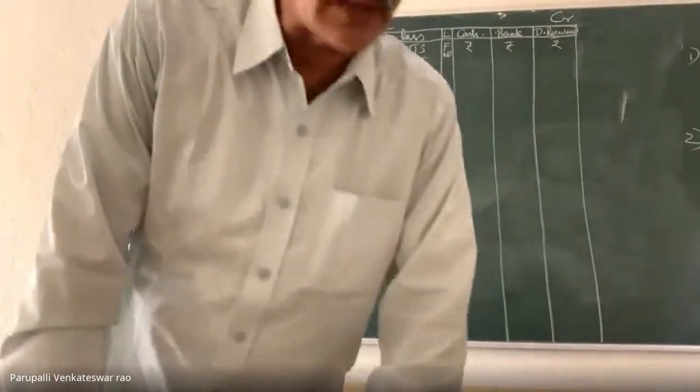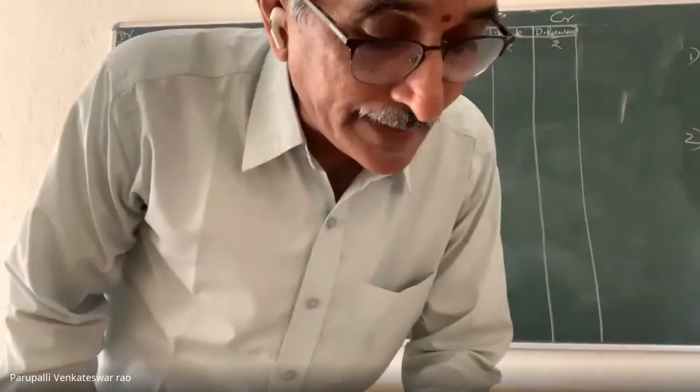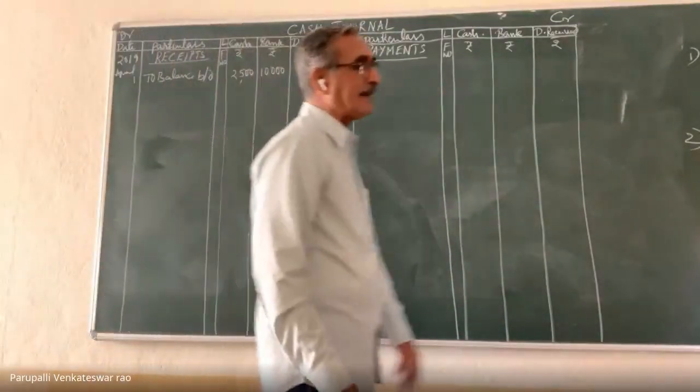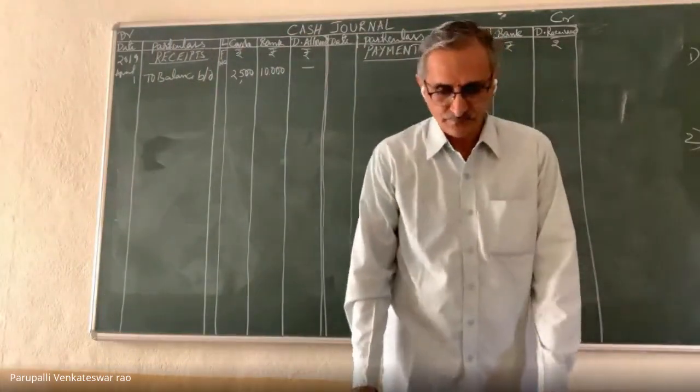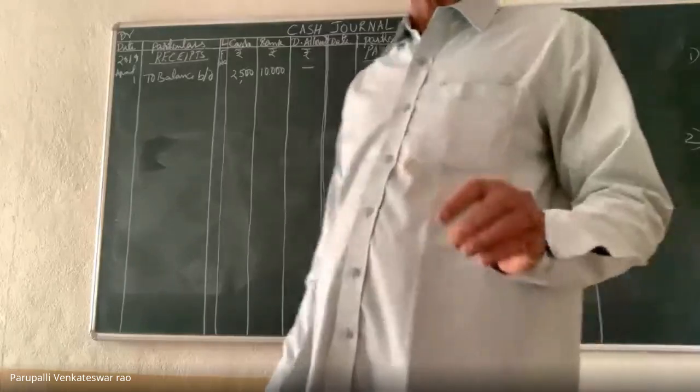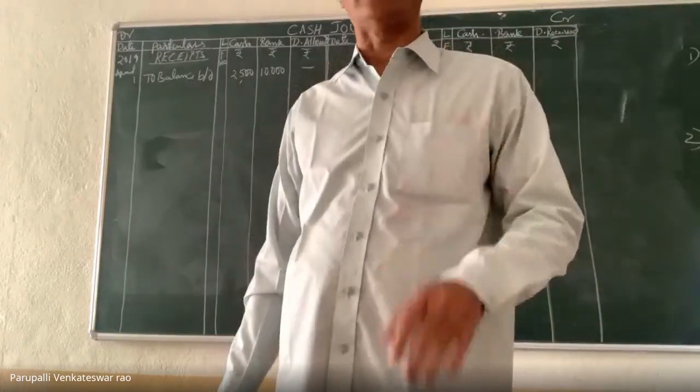Next one. After that, what happened? Look at the next one: paid into bank 1,000. This is a contra entry. Paid into bank. What is the journal entry? Bank account debit to cash account. Bank account is debited, cash account is credited.